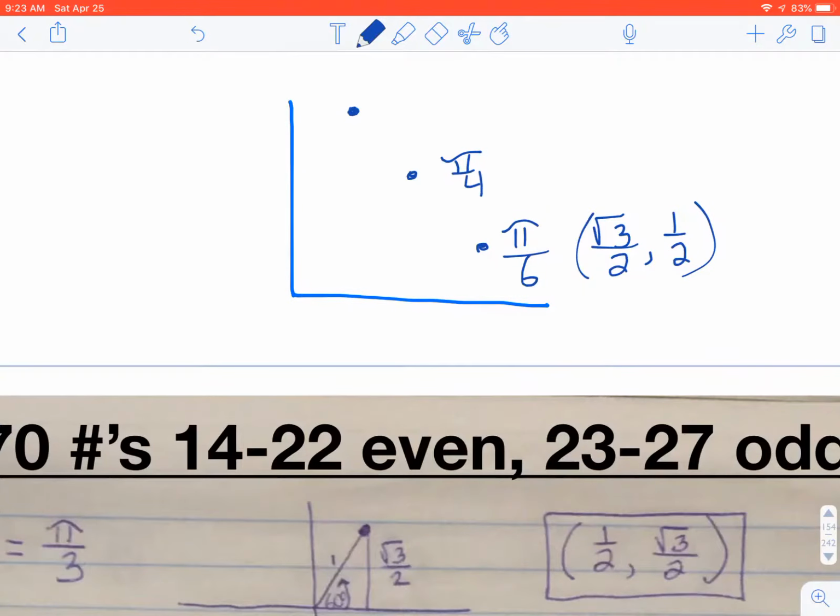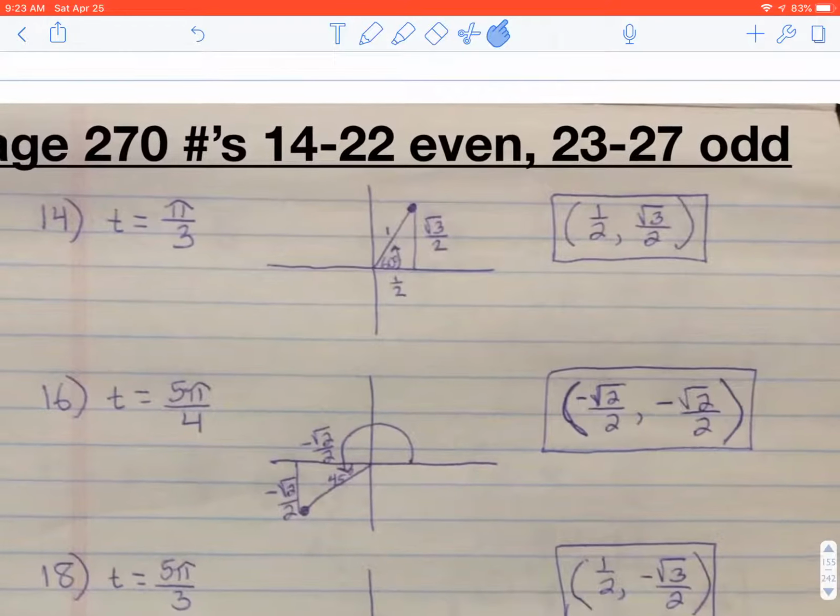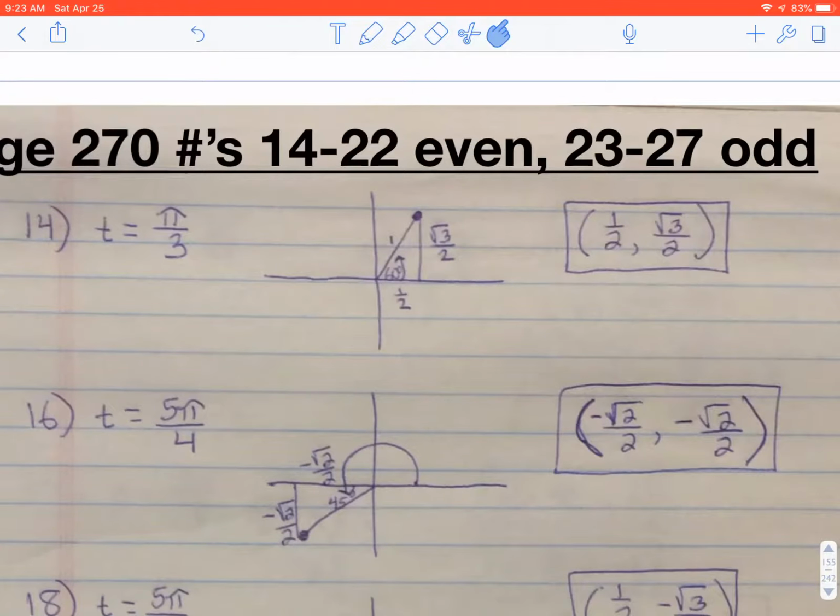Pi over 4 is square root 2 over 2, comma, square root 2 over 2. And pi over 3 is 1/2, comma, square root 3 over 2. Okay? Again, remembering the pi over 6 and pi over 3 are just flipped. All right, so 14. Finding the ordered pair that corresponds with t equals pi over 3.